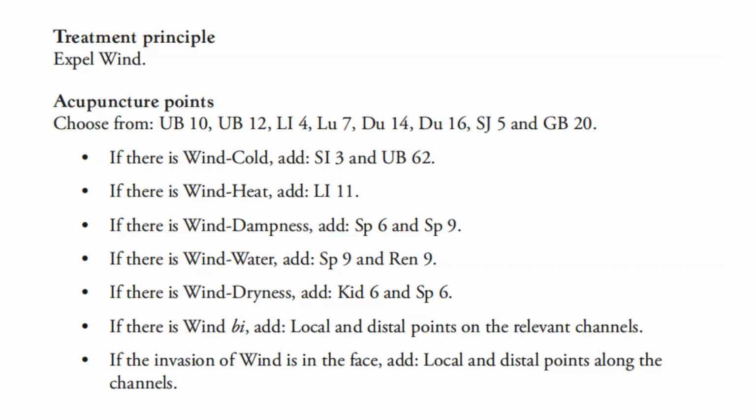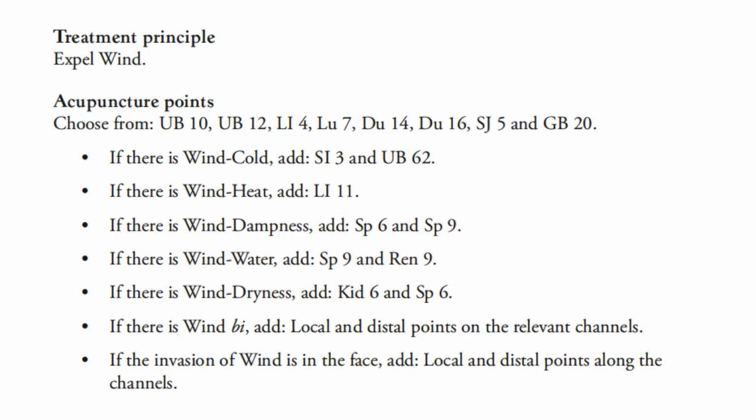In our acupuncture treatment, we can choose from the points UB10, UB12, LI4, lung 7, DU14, DU16, Sanjiao 5, and GB20. If there is wind cold, we can add SI3 and UB62. If there is wind heat, add LI11. If there is wind dampness, add spleen 6 and spleen 9. If there is wind water, add spleen 9 and ren 7. If there is wind dryness, add kidney 6 and spleen 6.